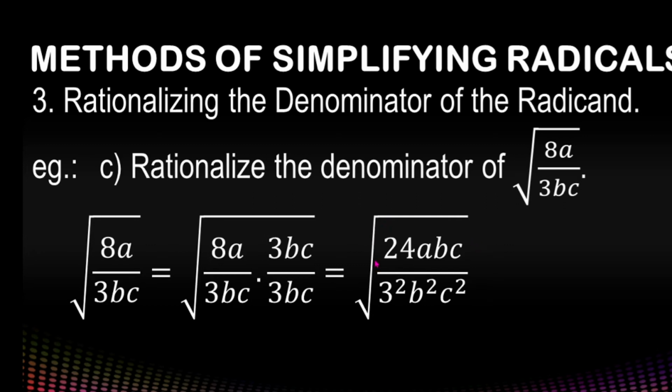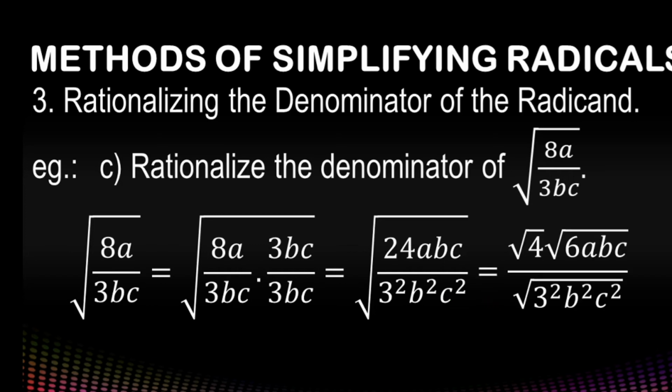So we can simplify our radicand. Taking into consideration the numerator, we have the square root of 24abc. We can factor this into perfect and non-perfect nth power, while the denominator, 3 squared b squared c squared, we simply use the law on radicals. So therefore, we have the square root of 4 times the square root of 6abc over the square root of 3 squared b squared c squared.